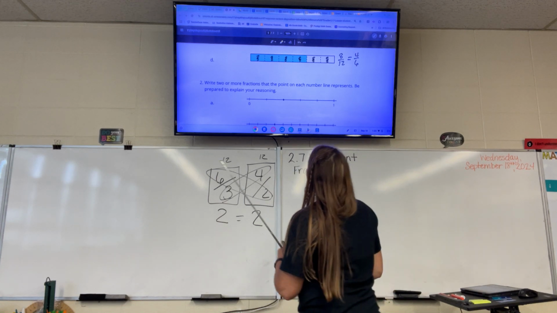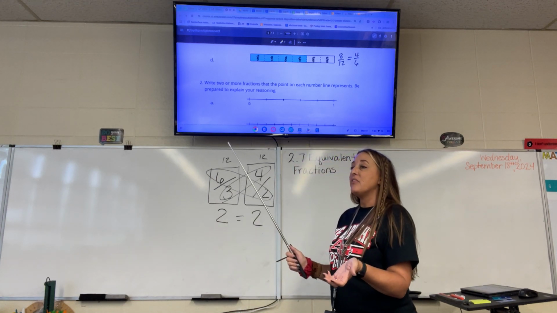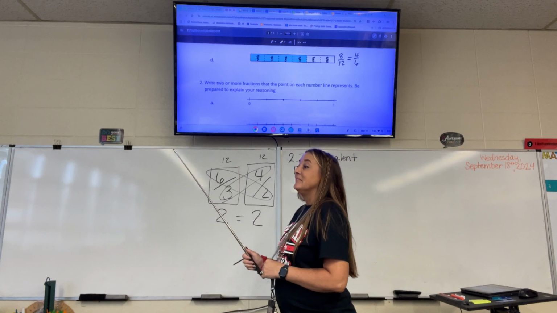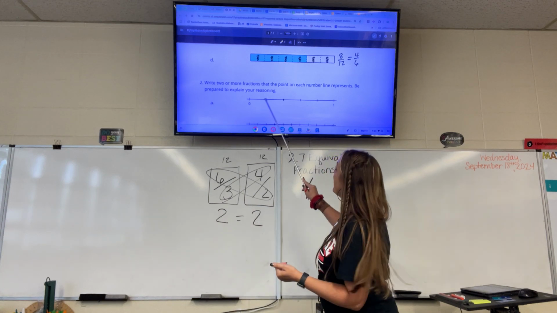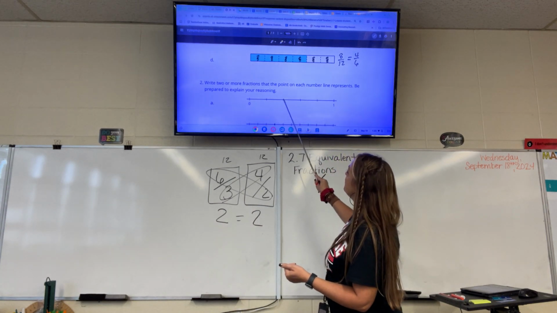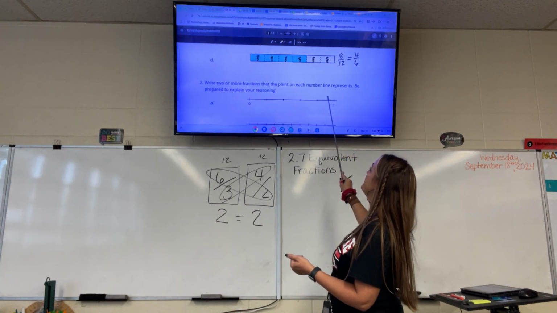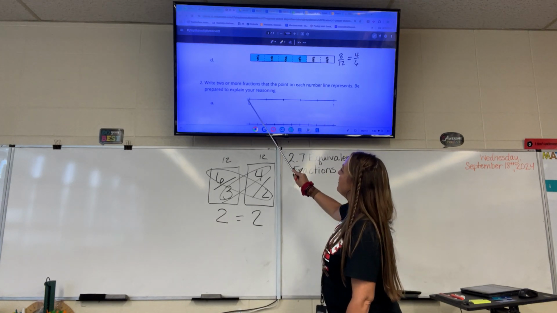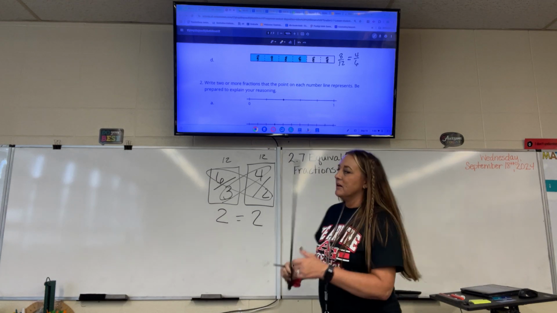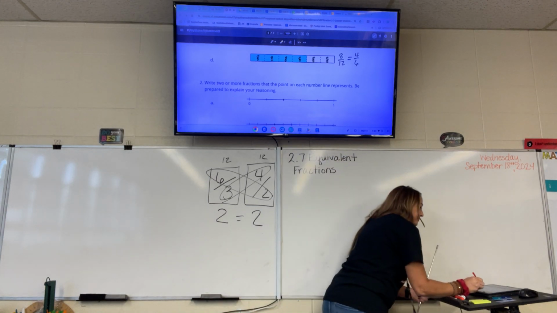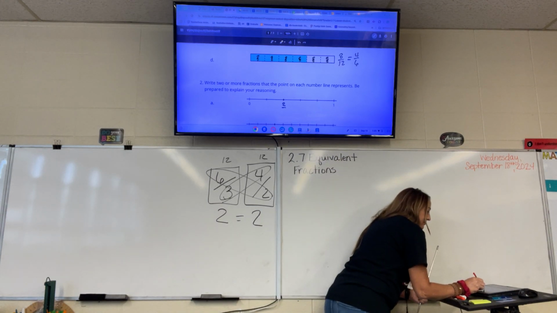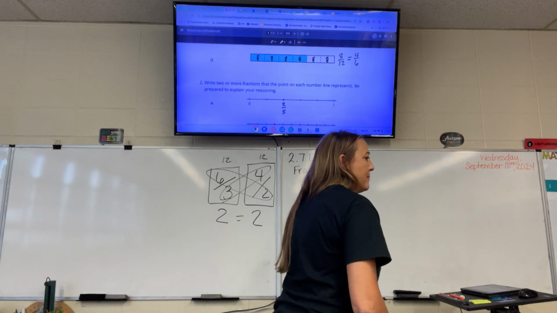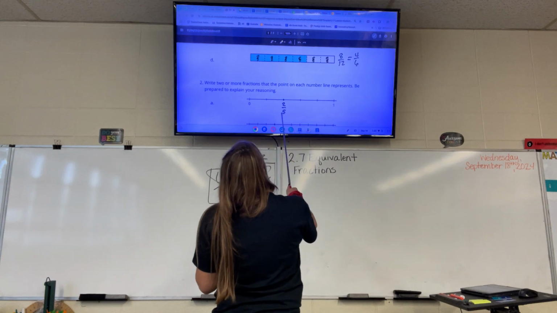Nice job, girl. Yes, because how'd you find out that it was fifths? I counted the spaces in between the lines. Do you guys get that? Okay, so we've got 1 space, 2 spaces, 3 spaces, 4 spaces, 5 spaces. And then 5 goes on the bottom, and how many are at the dot? 2. So 2/5. Write that down. Cameron, you getting it? 2/5. Okay.